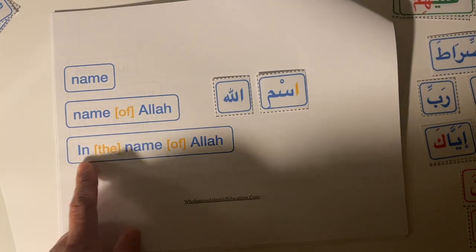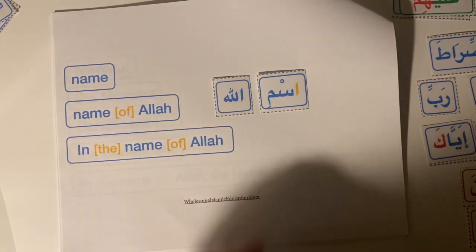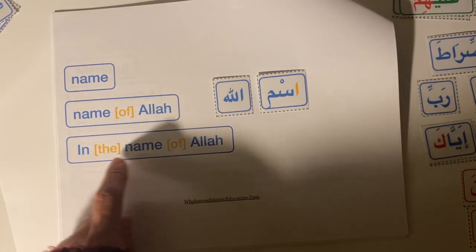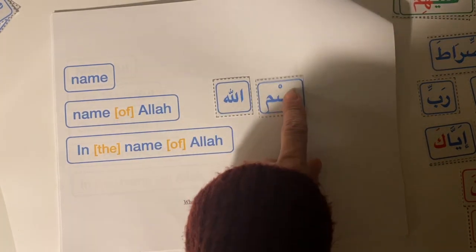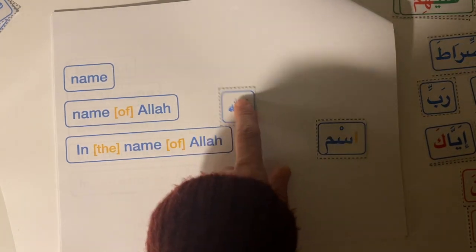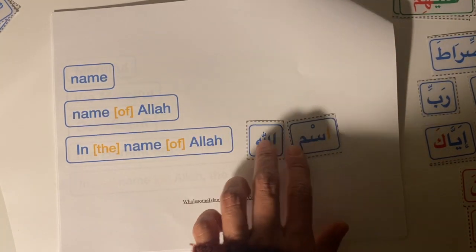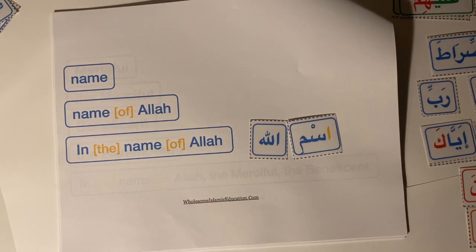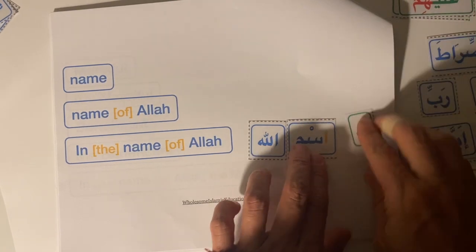Okay, what if I want to say in the name of Allah? So again, in, and then the doesn't appear in Arabic. Name, I know name here, of, and then Allah. So name of Allah is Ismullah. If I want to say in the name of Allah, and of course they will remember, you have to say Bismillah.